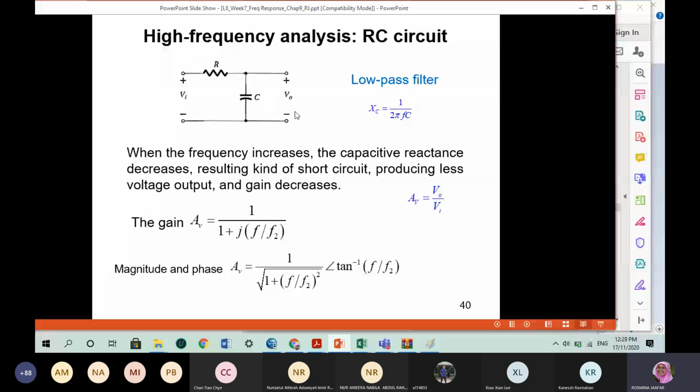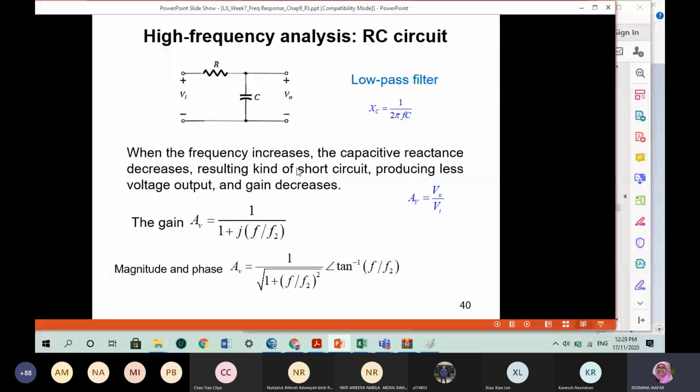So consider this as a passive filter comprising a resistor and capacitor. When you measure output across the capacitor, you will get the response of a low pass filter. But if you have an RC circuit and you measure output at the resistor, you will obtain a high pass filter performance. When the frequency increases, the capacitive reactance will decrease, resulting in a kind of short circuit, producing less voltage output, and the gain will decrease.